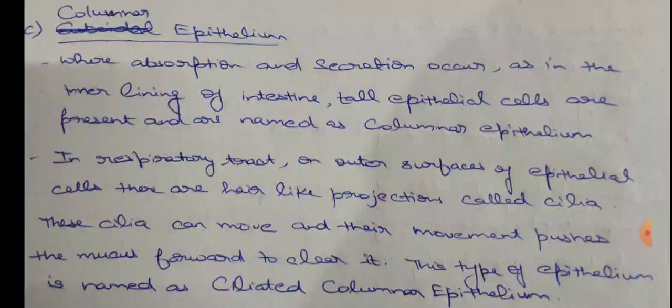You can see the columns are quite tall, so that's why it is named as columnar epithelium. Second, in the respiratory tract, on outer surfaces of epithelial cells there are hair-like projections called cilia.